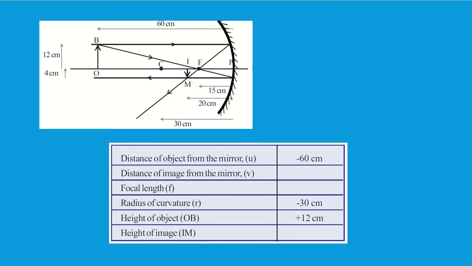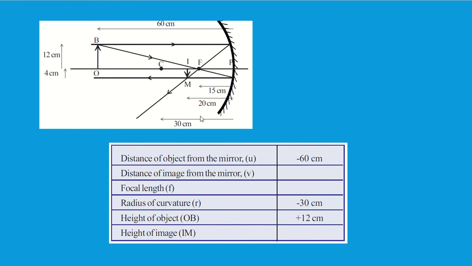Now let's analyze this diagram. Whatever we have learned now, we are going to apply it on this diagram. We have a diagram given here. There is an object, right? Definitely it is beyond the center of curvature. Image is formed between C and F. So we have a table below that. We have to find out, already they have given the distance of the object from the mirror.